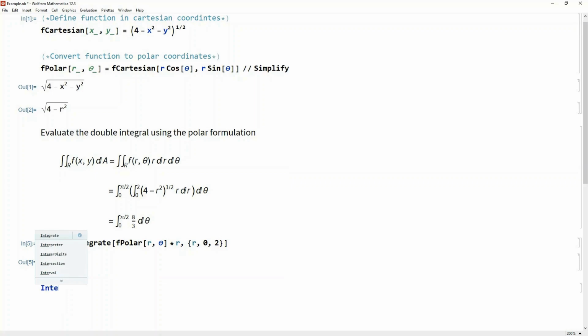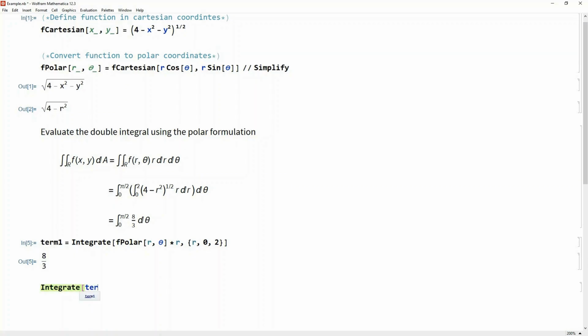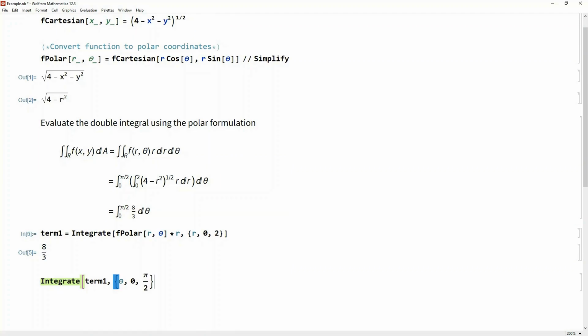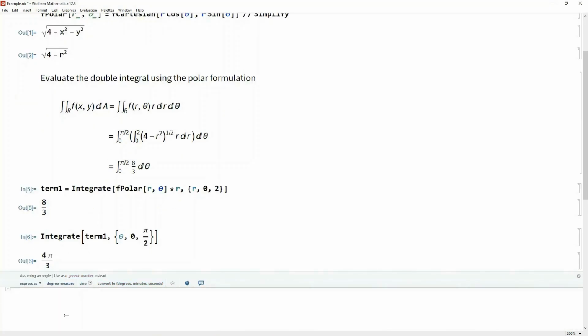So the final answer is we just need to integrate this first term, going from theta from, what did we say? In our case, it was, I think, 0 to pi over 2, right? Yep, that's our limits of integration for the region. So you integrate that and you get this. This is our final answer, 4 pi over 3.